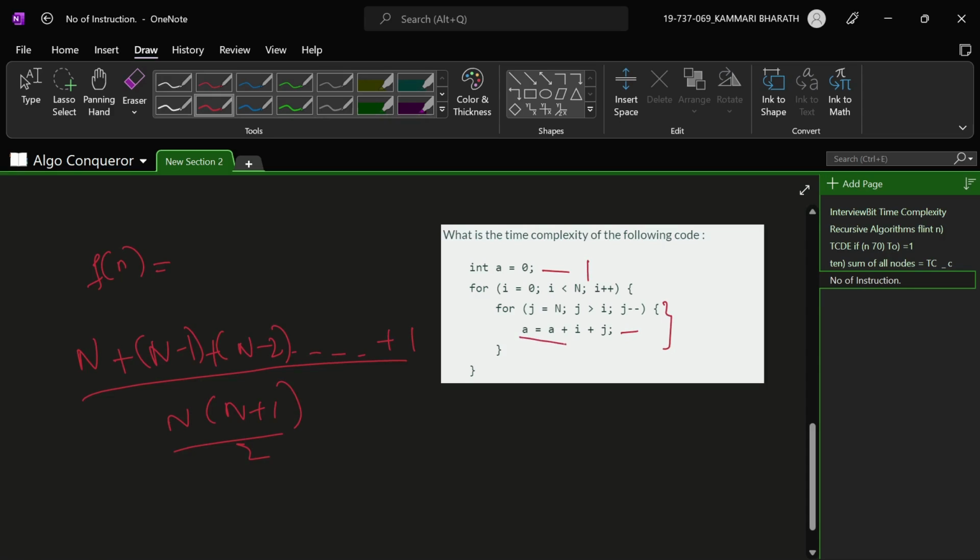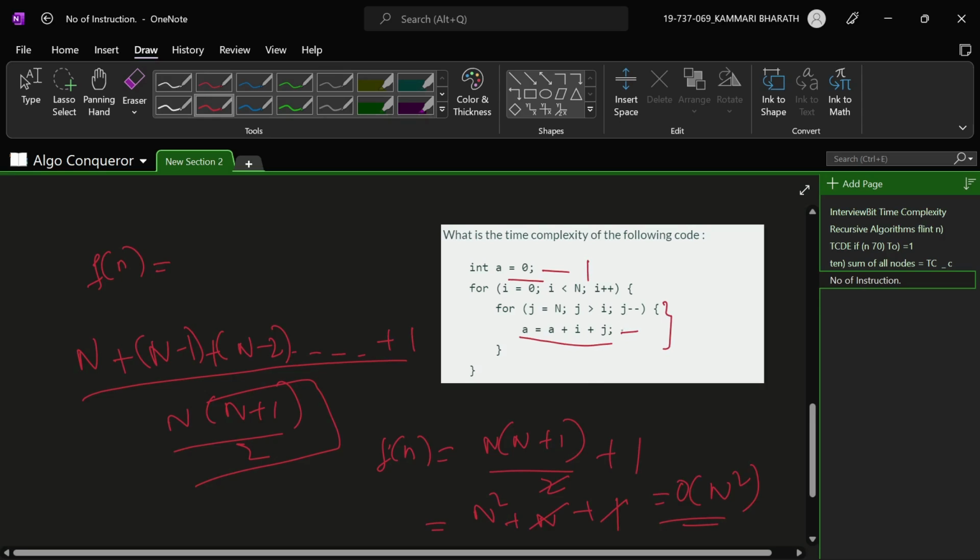So this instruction is getting executed how many times? n into n plus 1 by 2 times. And this instruction is getting executed one time. So f of n is equal to n into n plus 1 by 2 plus 1, which in turn is n square plus n plus 1. You just ignore the constants and lower order terms. This is O of n square.